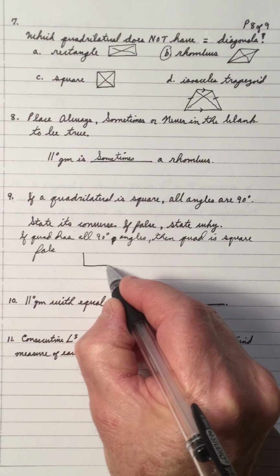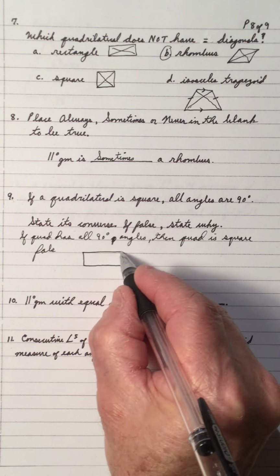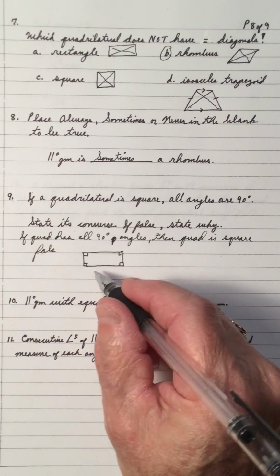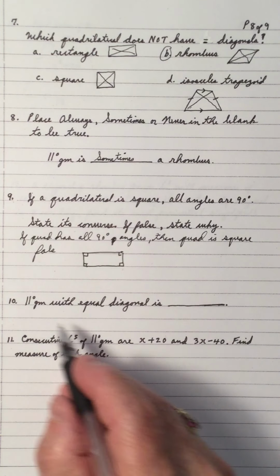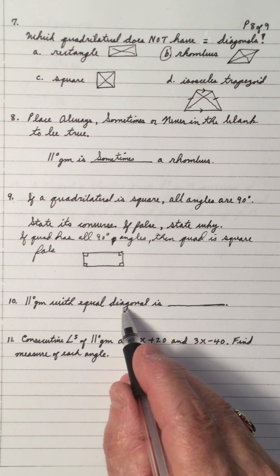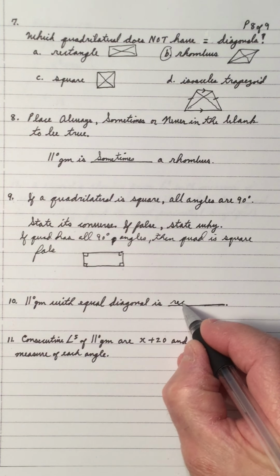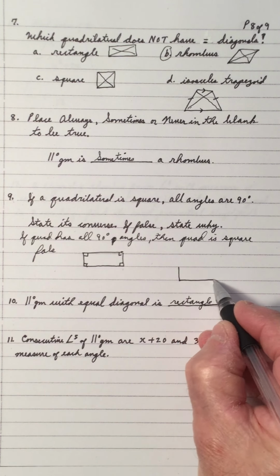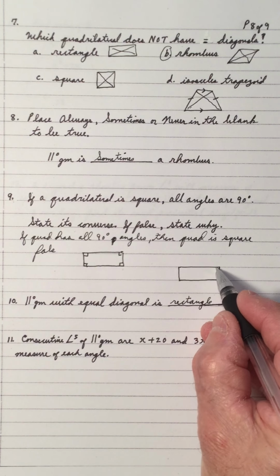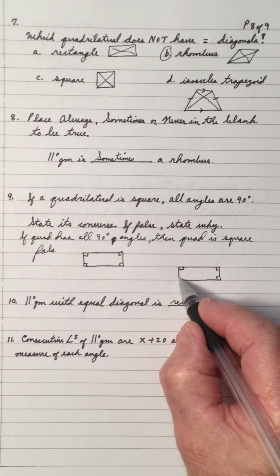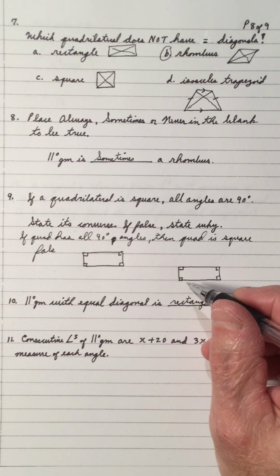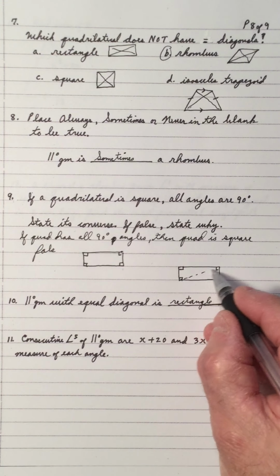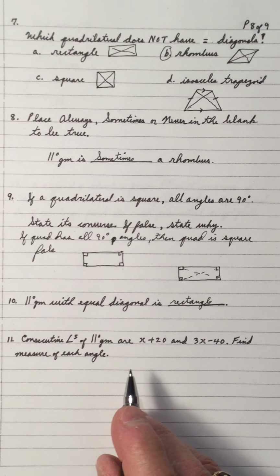Because if you draw a rectangle, a rectangle has all right angles, but it's not a square. It doesn't have all the sides equal. A parallelogram with equal diagonals: a parallelogram that has diagonals equal is a rectangle. So if we draw a rectangle, which has 4 right angles, a parallelogram has opposite sides equal, opposite sides parallel, but once you make the diagonals equal, like that, then you have a rectangle.